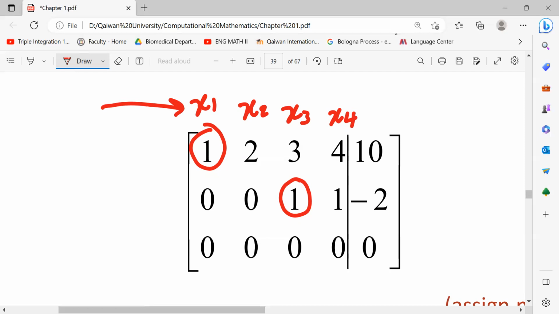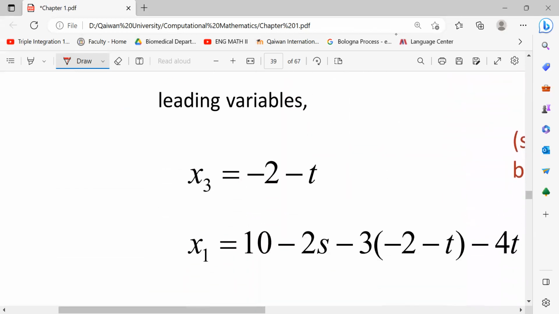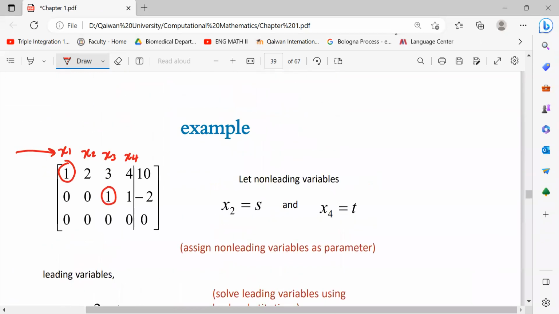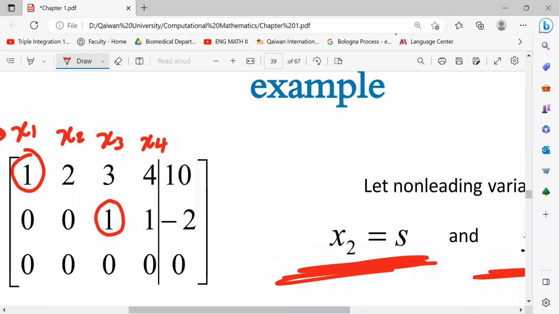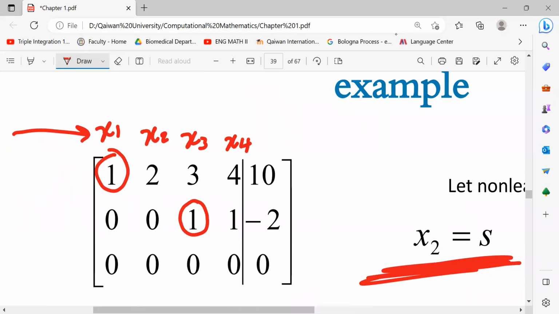So what else do we have? x2 and x4. We'll get x2 to be a parameter and x4 to be another parameter. Let me check which parameters are used here. x2 is s and x4 is t. In this case, we just set equal to parameters those which are not on leading entries, these two.